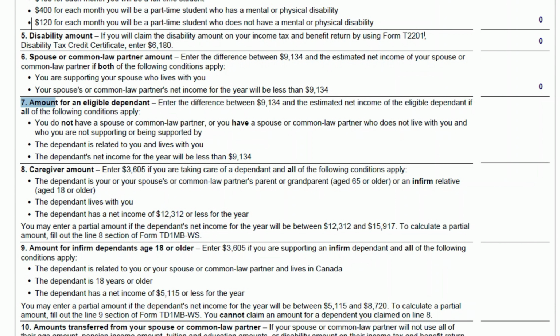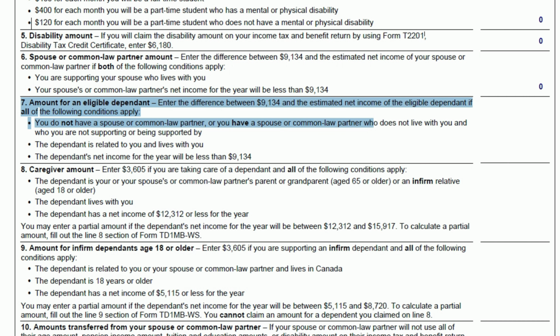Line 7, amount for eligible dependent. Enter the difference between 9134 and the estimated net income of the eligible dependent if all of the following conditions apply. I had shown how to do the calculation in line 6. The calculation will be similar, but make sure these conditions are being met. First, you do not have a spouse or common law partner, or you have a spouse or common law partner who does not live with you and who you are not supporting or being supported by. So this is the first criteria.